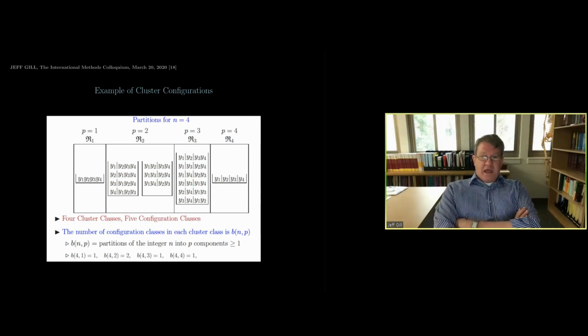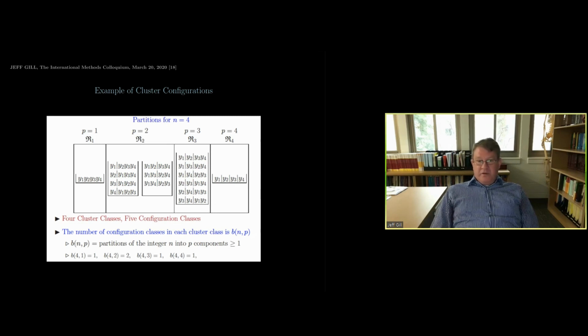So if you have only 4 cases, this is the set of partitions you can possibly have. There are 4 cluster classes defined in the graph, R1 through R4. Conceptually, you can have a cluster where everybody's in the same cluster. On the other end of the scale, you can have a cluster arrangement where all 4 cases are in their own cluster. And then you can have clusters defined by 2 and 3 categories, as you see in those 2 inner boxes. So what we have is 4 cluster classes, 5 configuration classes.